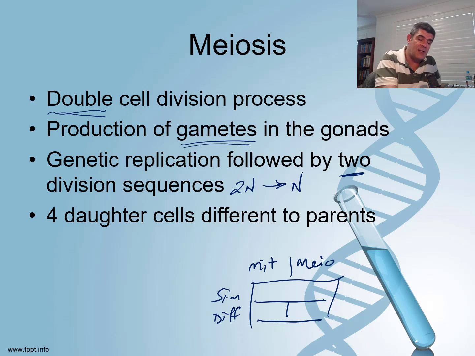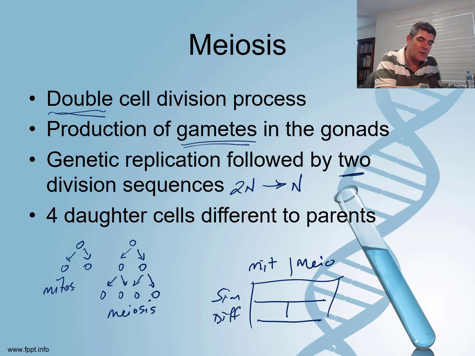The other important difference is that in mitosis we have one cell splitting into two identical cells. In meiosis we have that same beginning, but then each of those splits into two as well. So ultimately we end up with four in meiosis, whereas we only have two in mitosis. Each of the mitosis cells will have the same number of chromosomes as the parent, whereas in meiosis that number is reduced by half.